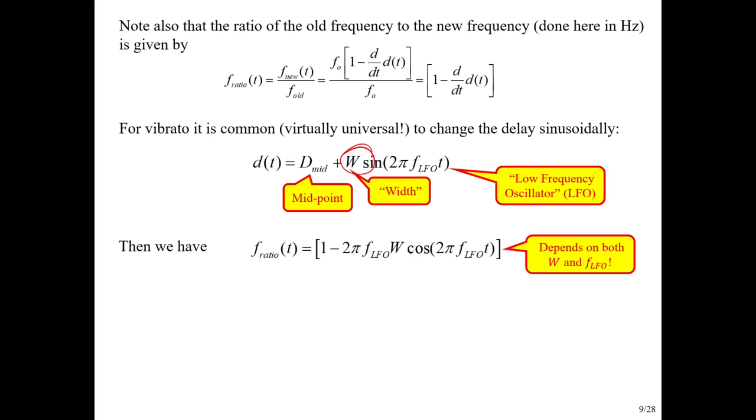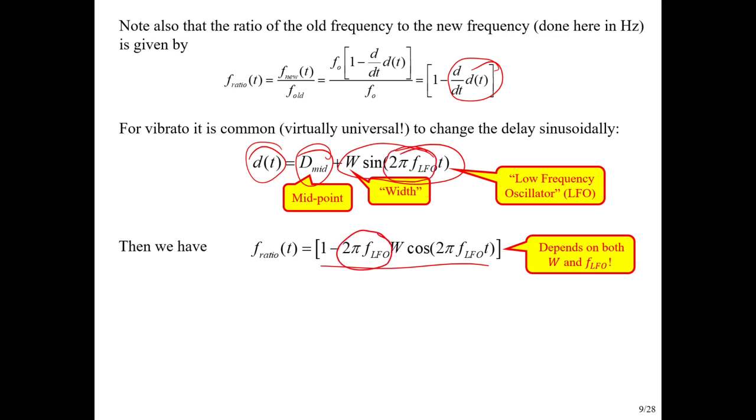So now using that, we're going to take the derivative of this thing. The derivative of D mid goes away because that's a constant. And now the derivative of a sine is a cosine. And so we get something that looks like that. Well, and we also get the 2 pi FLFO that comes out in front. So that's just Calc 1 all over again.